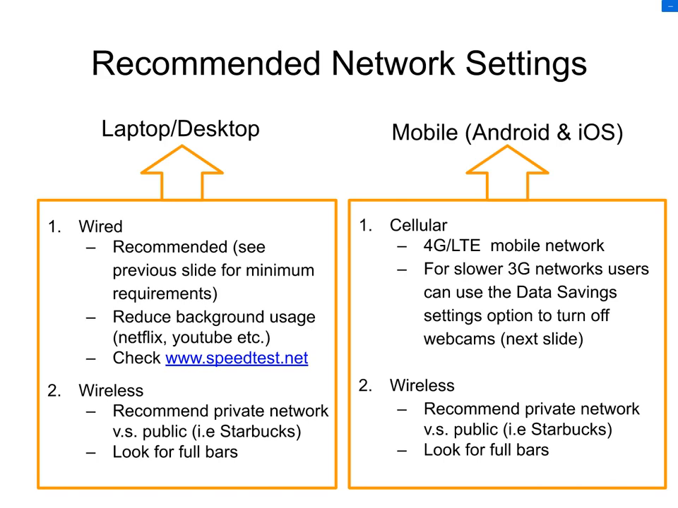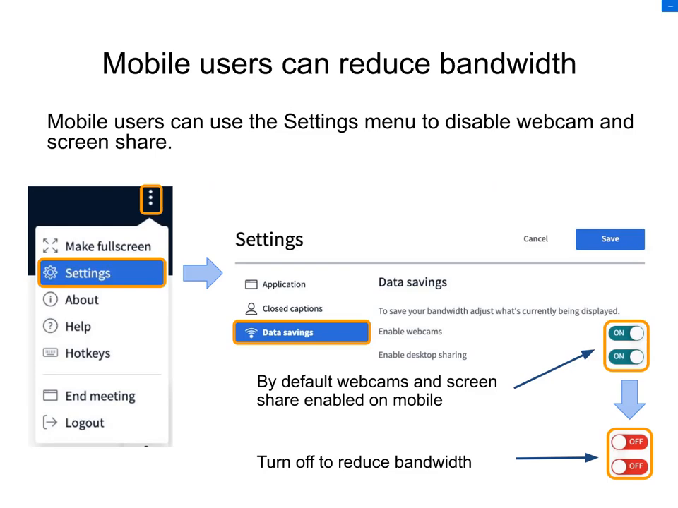Just some recommendations. Obviously, desktop wired is good. If someone's having troubles, you can always do a speed test with them. For wireless, we recommend a private network instead of a public one, like a Starbucks. Though I have to say, Starbucks is actually pretty good. And ideally, look for full bars. A lot of times, connectivity issues can almost always be traced back to bandwidth. For mobile devices, if you're on a 4G network, you're usually pretty good. 3G, not so good. And if you go to a wireless network, again, a private network is good, and look for full bars.